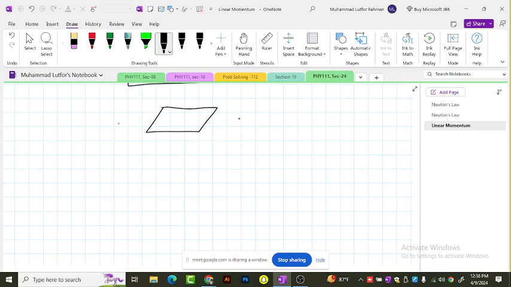Remember, I will write down the general equation for the center of mass: m1 x1 plus m2 x2 divided by m1 plus m2, and so on. I chose the two masses over here. Now I want to write the same type of equation for this 2-dimensional case. This one is 1-dimensional. I want to write the 2-dimensional case, and it's a continuous mass distribution.